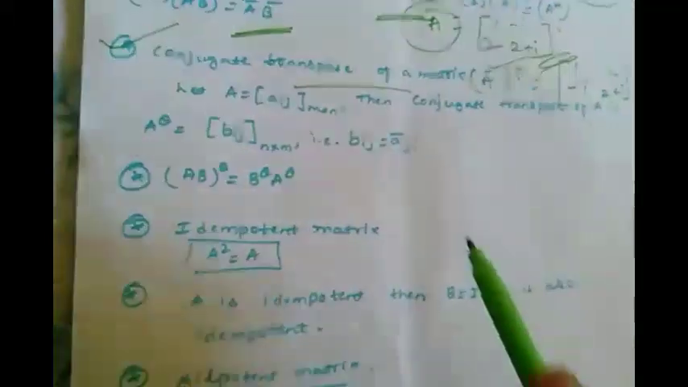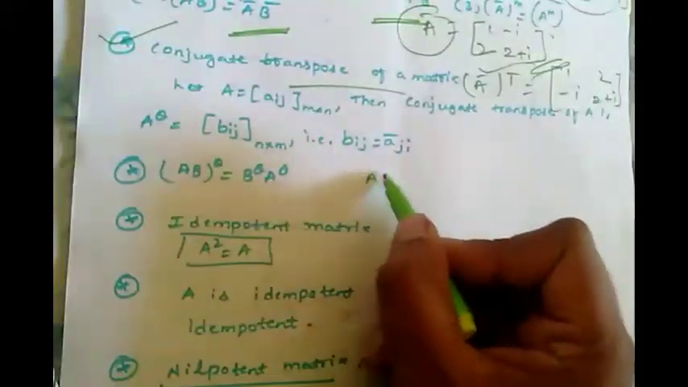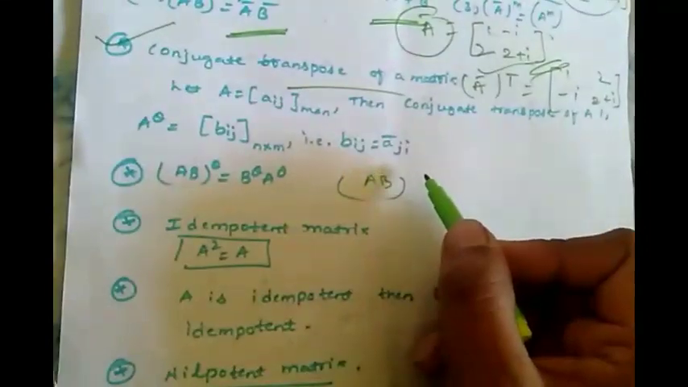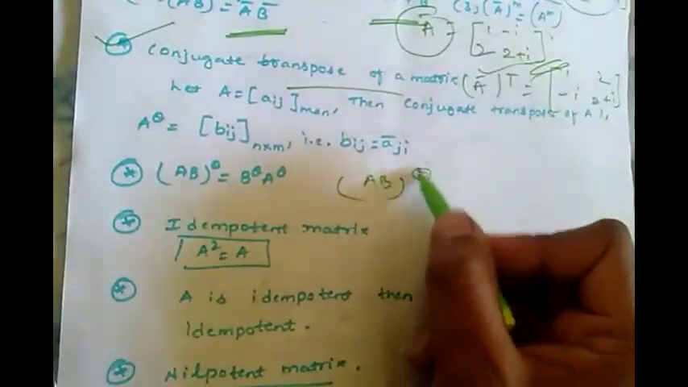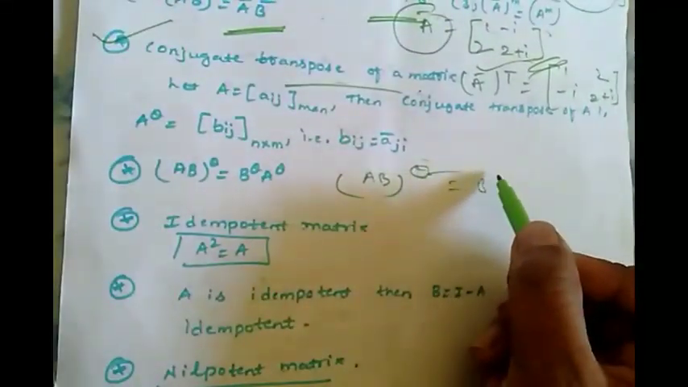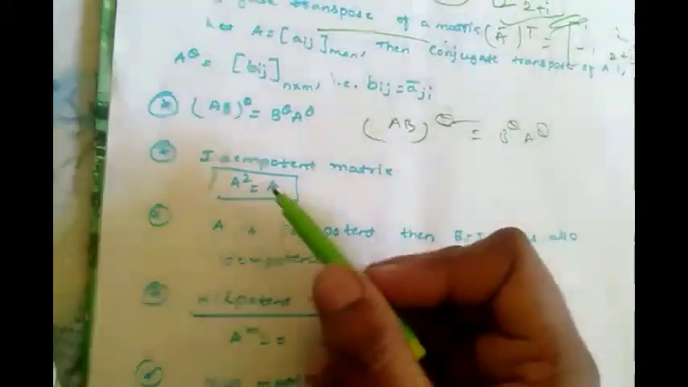These are some results on the properties of the conjugate of a matrix, and we understand the conjugate transpose of a matrix also. One property of the conjugate transpose, with theta indicating the conjugate transpose, is (AB) theta is equal to B theta into A theta.